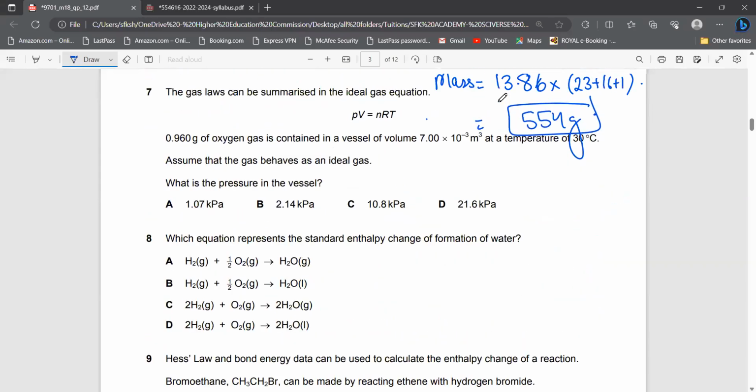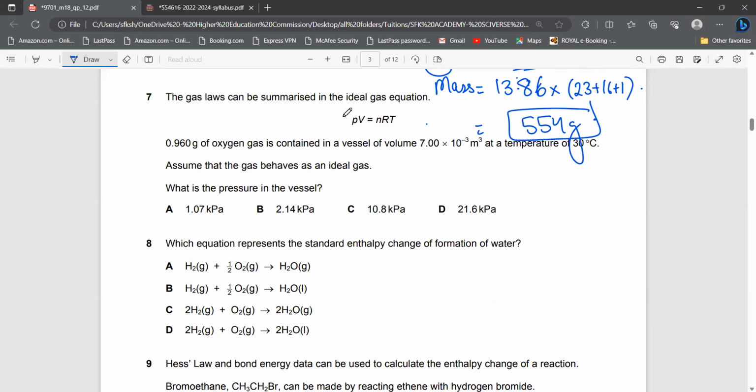Now, question 7 is from gas laws. Gas laws can be summarized by PV equals nRT. This is the ideal gas equation that you need to know, and you need to learn it actually on your fingertips.